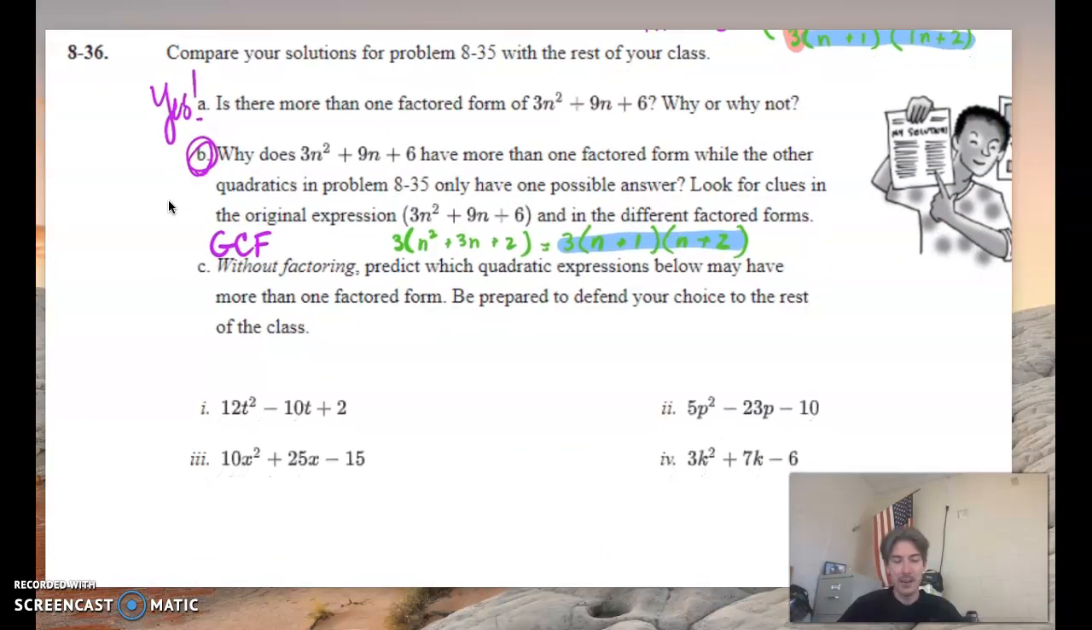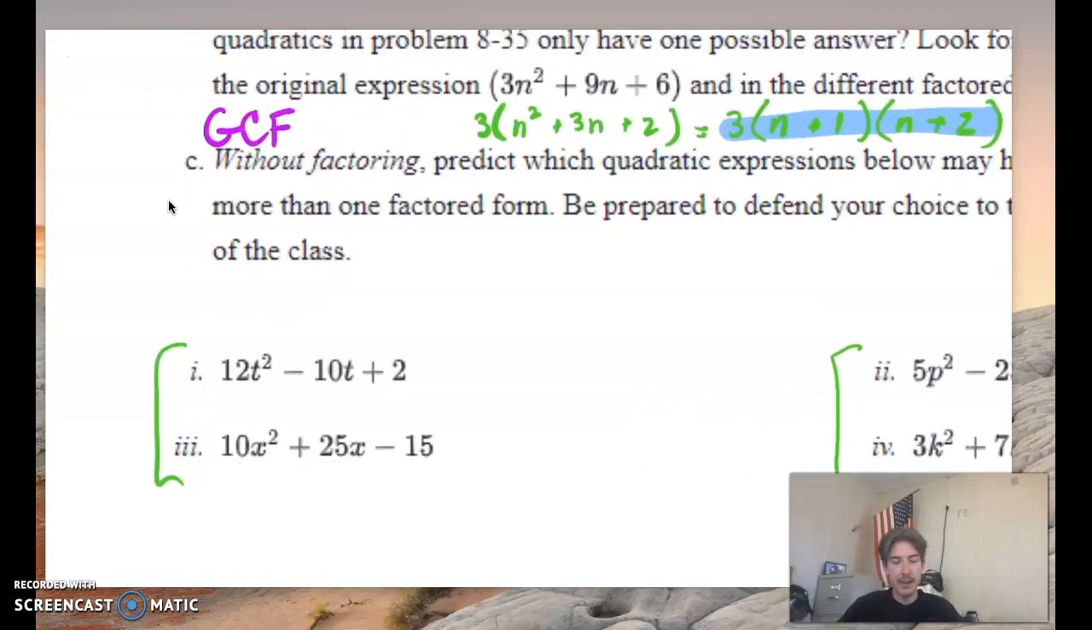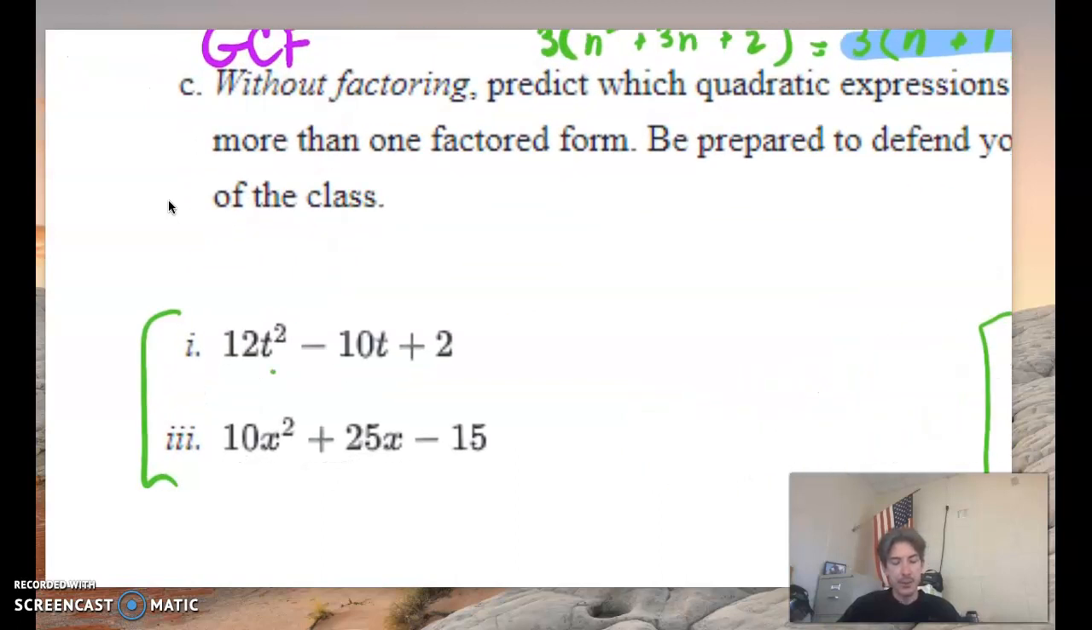Part C is a really, really important question, and it's going to have us look at these Roman numeral problems down here. It says, without factoring, predict which quadratic expressions below may have more than one factor form. Be prepared to defend your answer. Well, again, we're just looking for that GCF. So ask yourself this: do 12, 10, and 2 have any factors in common? Answer is yeah. What can I take out of all of them? It's 2. So this one for sure is going to have more than one factored form.